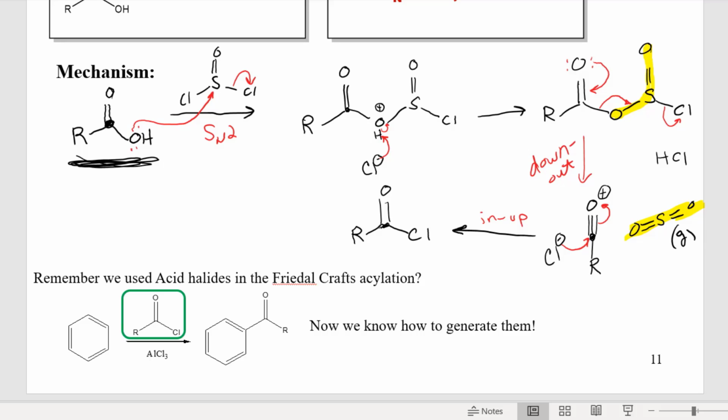Convert them to the highly reactive acid chloride, and then use them immediately once you form it. This is pretty much how Friedel-Crafts acylation works best. You make whatever acid chloride you want from the carboxylic acid, use your Lewis acid, aluminum trichloride salt, and your benzene to apply the Friedel-Crafts acylation. Now we know how to generate them.